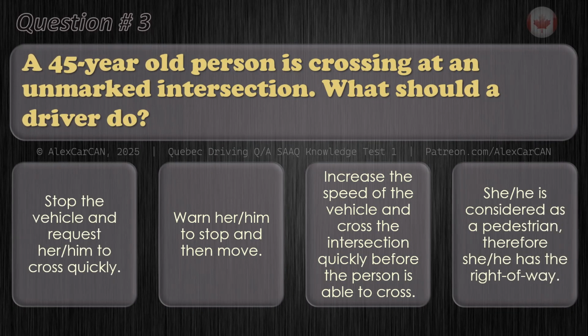Question number 3. A 45-year-old person is crossing at an unmarked intersection. What should a driver do? Stop the vehicle and request him to cross quickly. Warn him to stop and then move. Increase the speed of the vehicle and cross the intersection quickly before the person is able to cross. He is considered as a pedestrian, therefore he has the right of way. The correct answer is he is considered as a pedestrian, therefore he has the right of way.